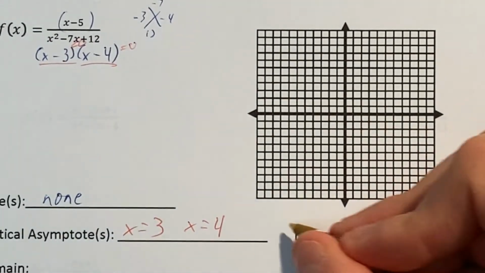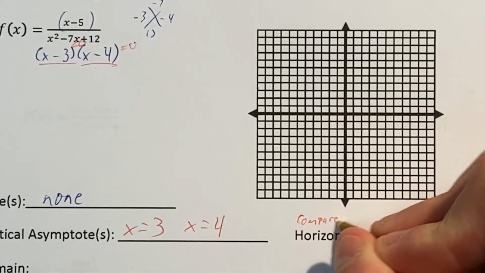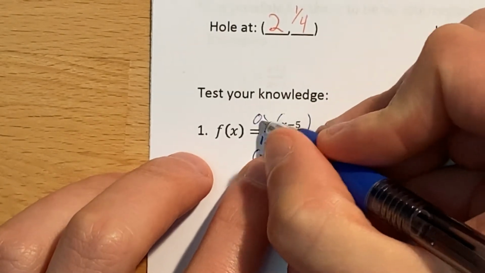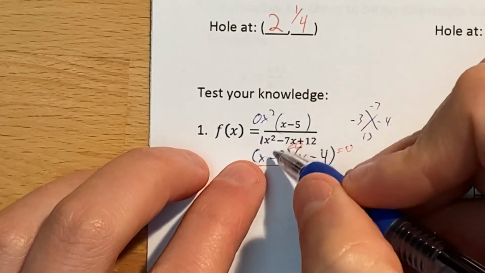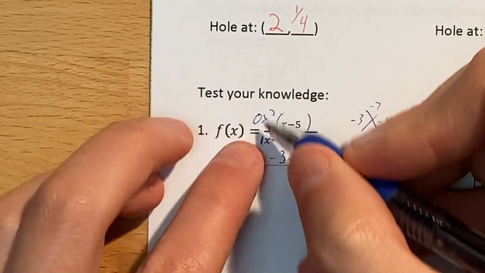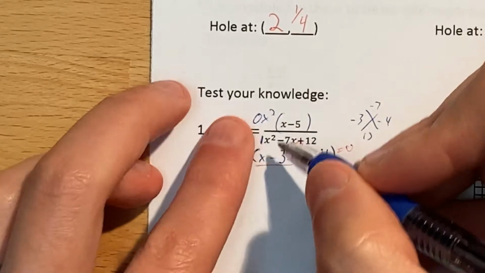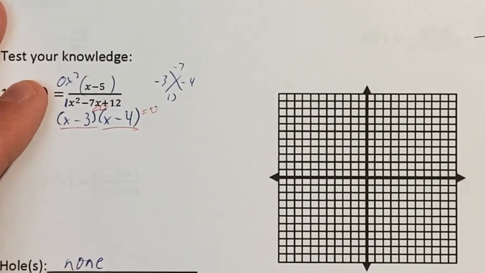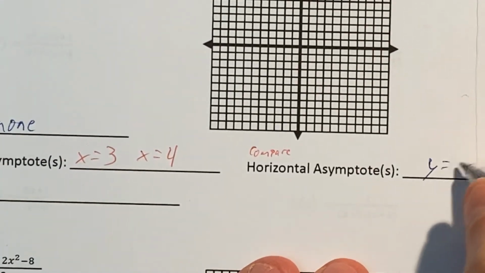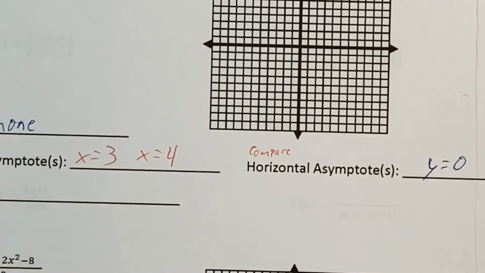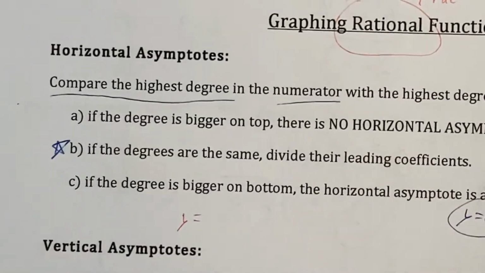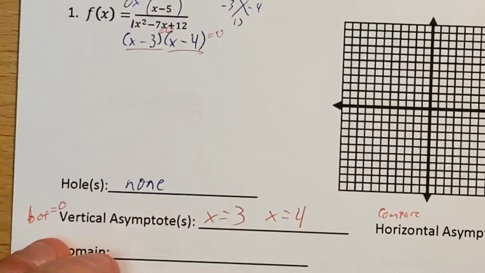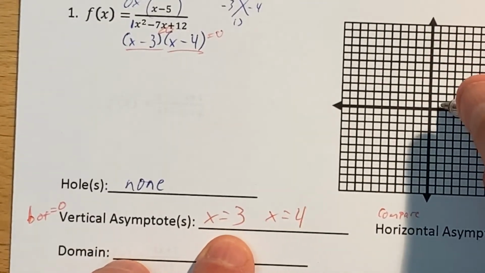Horizontal asymptotes, that's when you compare. So here, there's a 1x squared. This has a 0x squared to match it. Which, let's see, do you remember 0 over 1? Is that 0 or is it undefined? It's 0. So the horizontal asymptote is y equals 0. Or, of course, you could use a little cheat: if the degree is bigger on bottom, the horizontal asymptote's at y equals 0. So we'll graph all of this stuff. X equals 3 is right here, 1, 2, 3.